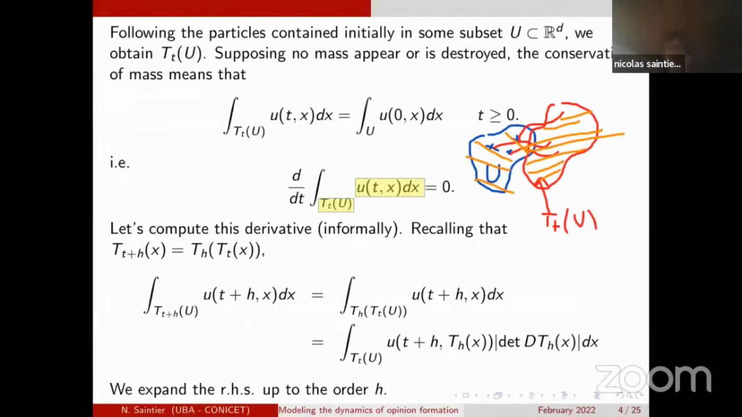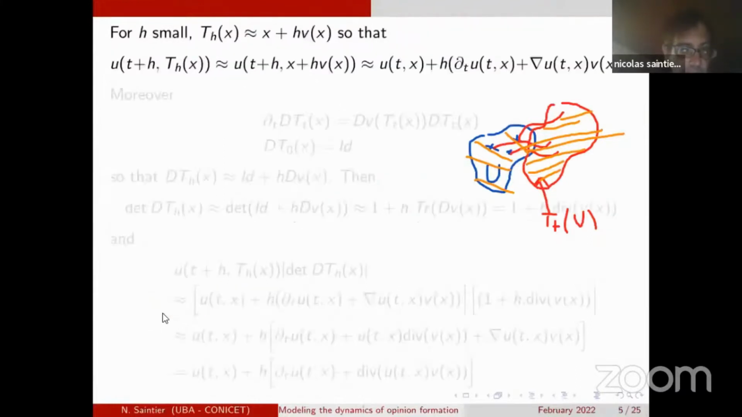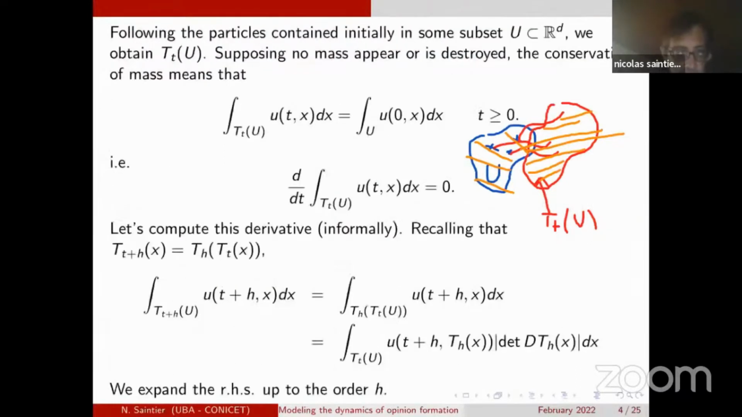Okay, so how could we compute this derivative? So we'll do it very basically in an elementary way. We just look at the value of this integral at time t plus h, small h, and we'll make a Taylor expansion in h. And the order h term in the Taylor expansion will be my derivative. Only that, right? So I look at the total mass I've got at time t plus h.